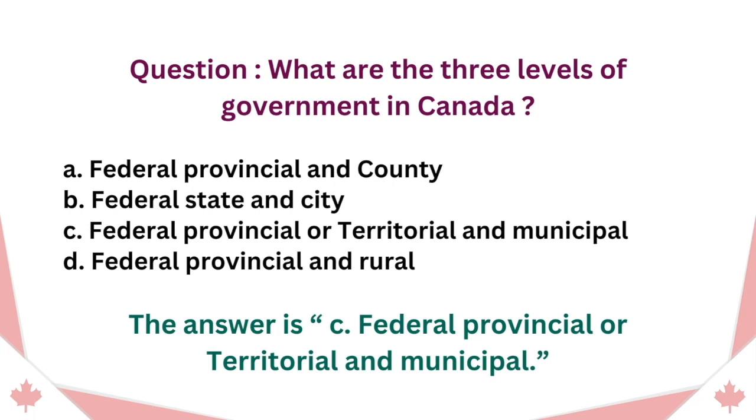Question. What are the 3 levels of government in Canada? A, federal, provincial and county. B, federal, state and city. C, federal, provincial or territorial and municipal. D, federal, provincial and rural. The answer is C, federal, provincial or territorial and municipal.